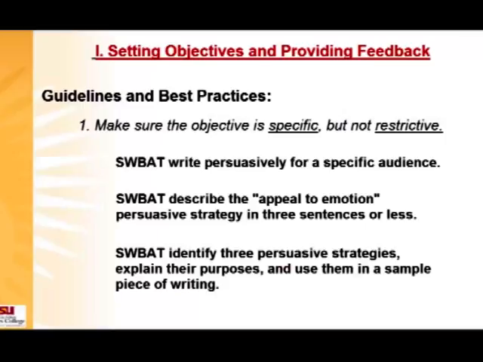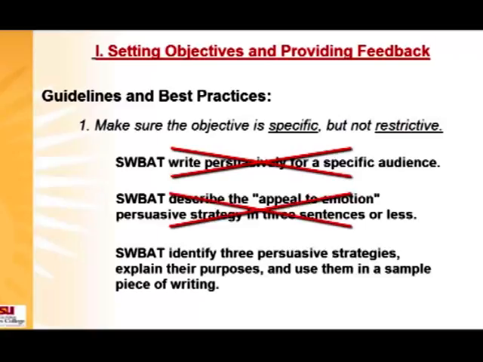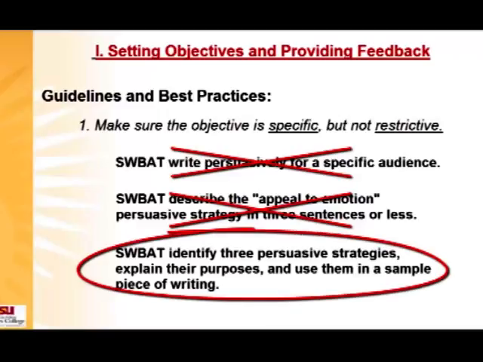The first objective is very broad. A whole bunch of knowledge and skills are required to write persuasively, and they can't all be taught in a single lesson. The second objective is so specific that it might actually be limiting. The scope of a lesson should extend beyond just giving a short description of a single strategy. The last objective is appropriately specific. It describes specifically what students will be able to do by the end of the lesson, but it's broad enough to allow for students to construct knowledge and engage in higher order thinking.